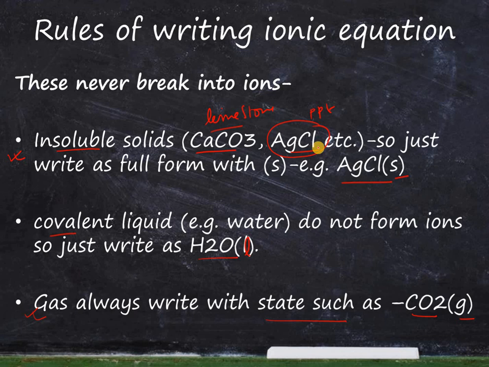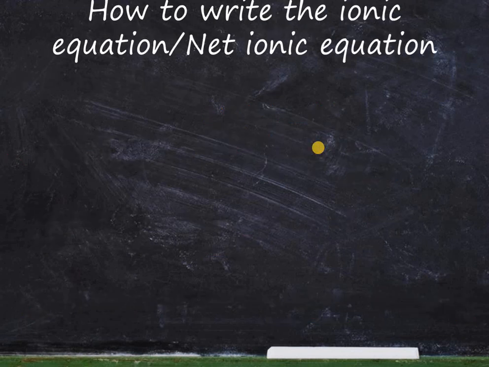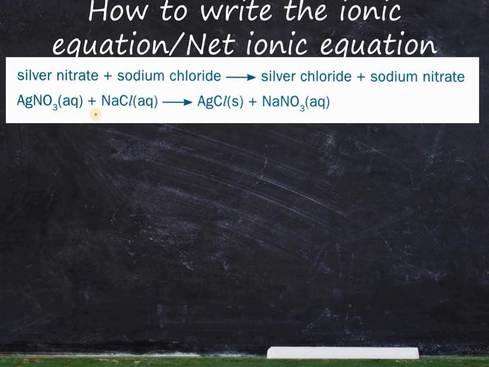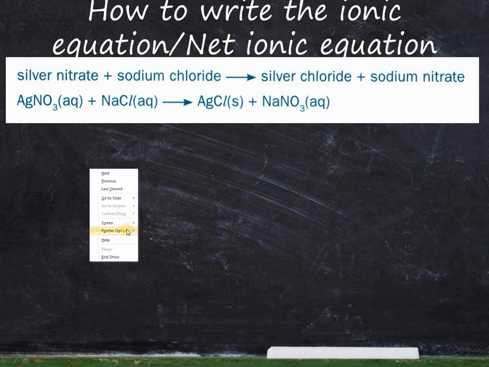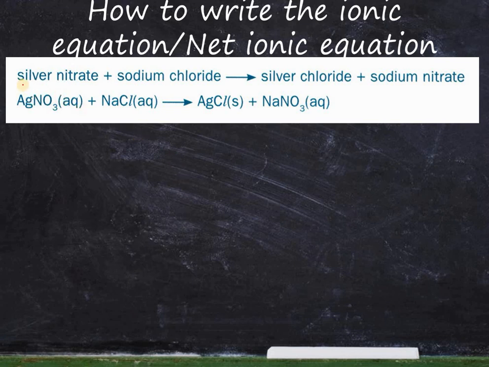Now let's take an example and understand these rules for writing the ionic equation. As you can see here, the first one is written as a word equation, where we have written every ingredient in words: silver nitrate plus sodium chloride, and the products are silver chloride and sodium nitrate. Now this is the chemical equation, with the formulas of silver nitrate, sodium chloride, and the products.